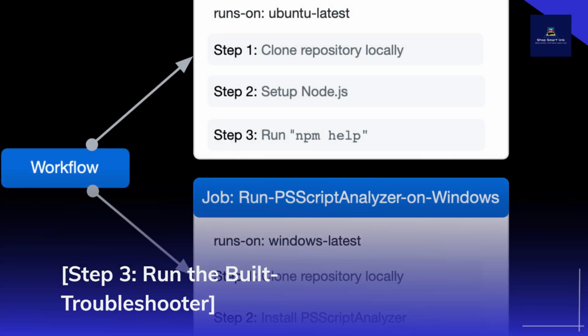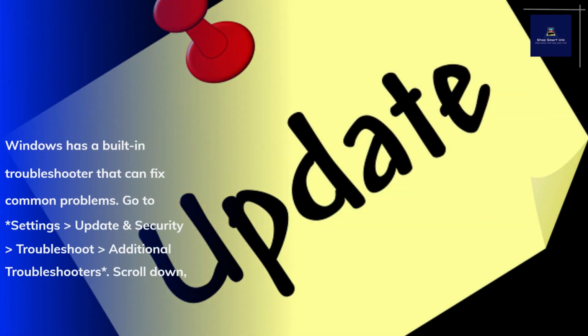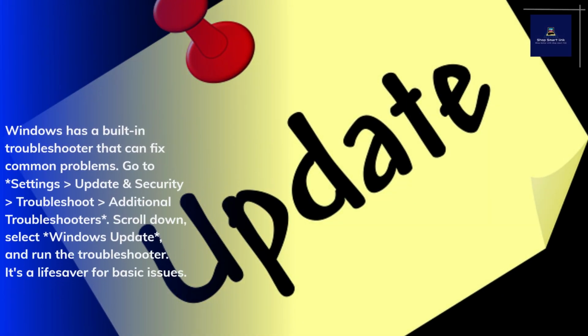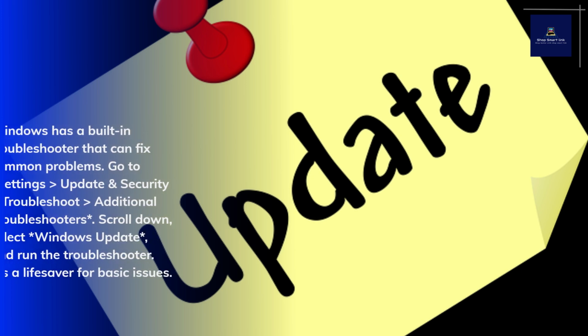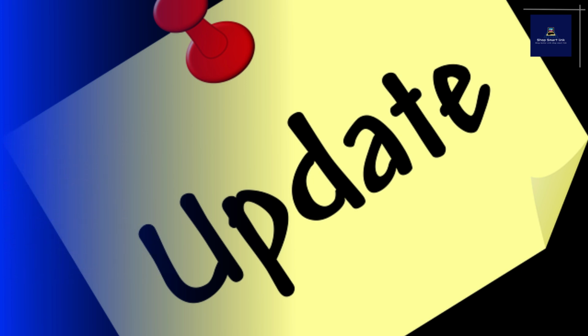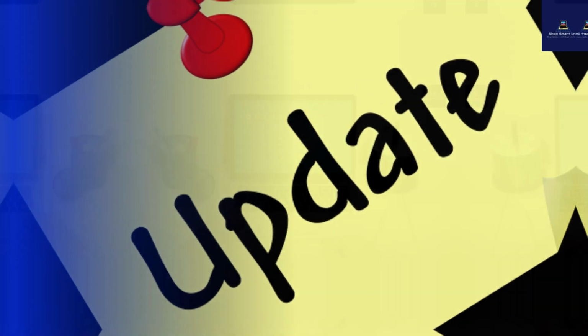Step 3. Run the built-in troubleshooter. Windows has a built-in troubleshooter that can fix common problems. Go to Settings, Update and Security, Troubleshoot, Additional Troubleshooters. Scroll down, select Windows Update, and run the troubleshooter. It's a lifesaver for basic issues.